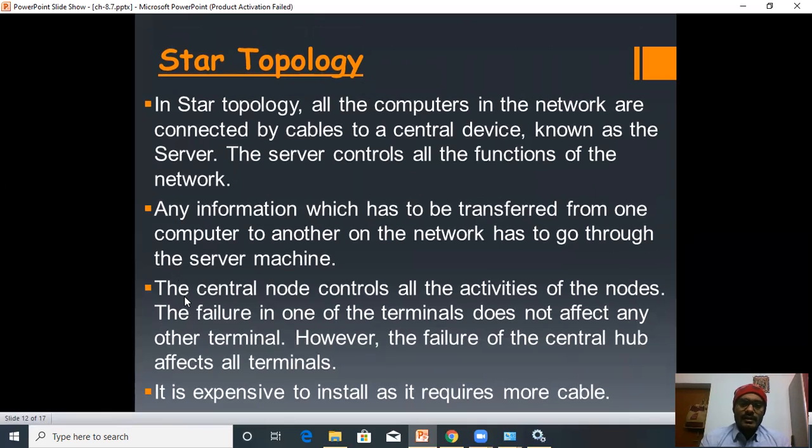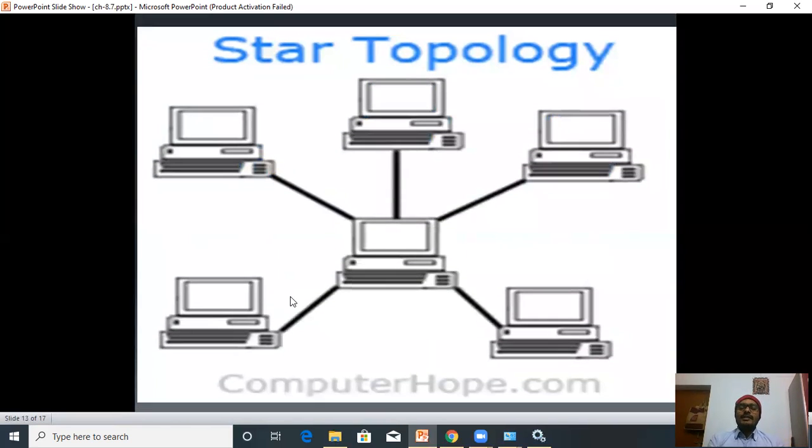Now, next point, the central node controls all the activities of the nodes. The failure of one of the terminals does not affect any other terminal. However, the failure of the central hub affects all the terminals. So in this type of star topology, if one system fails, there is no effect on the other systems. But if the central server fails, all the systems are affected.